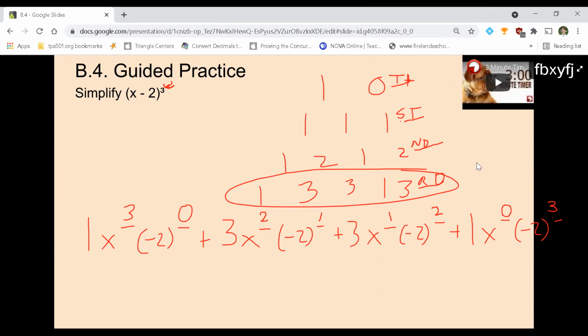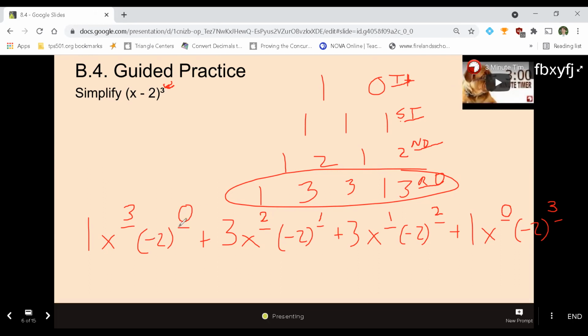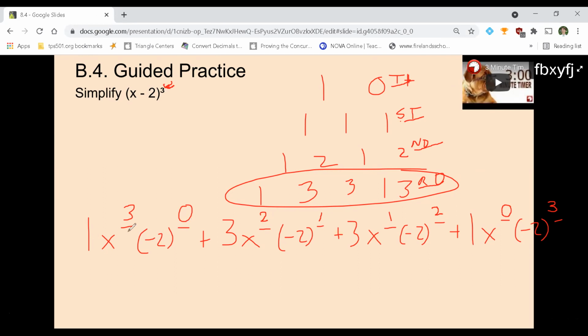All right, so if we do this, negative 2 to the 0 power is just 1. Anything to the 0 power is 1. 1 times 1 is 1, so this is just x cubed, or 1x cubed. Next term, -2 to the first is -2, times 3 is -6. Next term, -2 to the second is +4, right? Times 3 is 12.